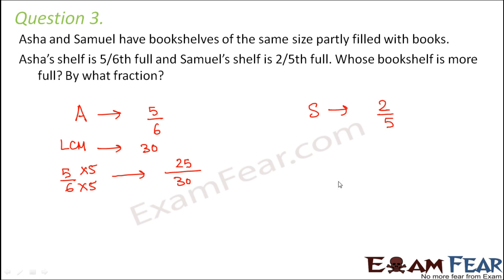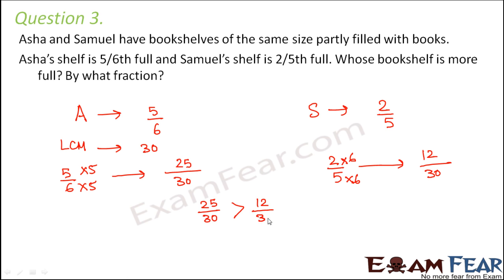So it becomes 25 by 30. So we do the same thing with 2 by 5. You have to convert it into a form with denominator 30. So we multiply numerator and denominator by 6. So you get 12 by 30. So now if you compare, you see that 25 by 30 is greater than 12 by 30.